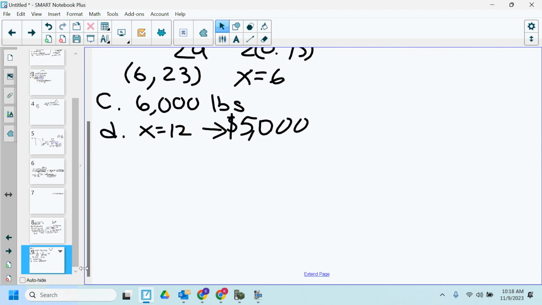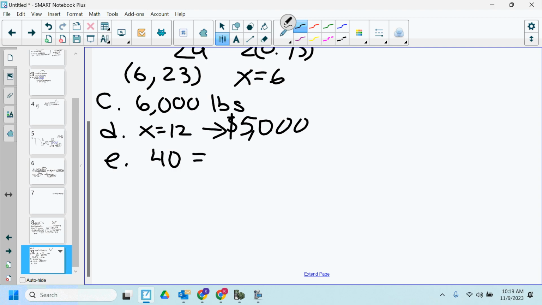All right, so part E says how much paper would result in $4,000 of production costs. What are some key phrases there? 4,000. Yeah, and what does that represent? Y. But would I use 4,000 for Y? 40. Yes, divided by 100, so it's going to be 40. So 40 is my Y.